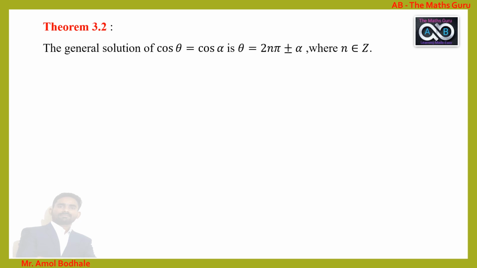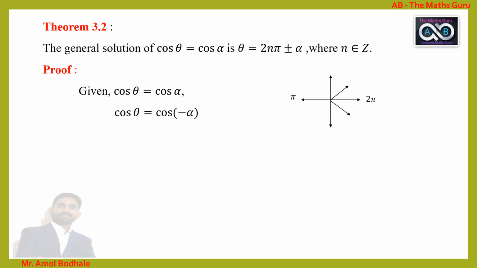Let's see the second theorem. The general solution of cos theta equal to cos alpha is theta equal to 2n pi plus or minus alpha, where n belongs to Z. Let's see the proof. So given here cos theta equal to cos alpha. We know that cos theta is positive in the first and fourth quadrant. The angle lying in the first quadrant can be written as 2 pi plus theta, and the angle lying in the fourth quadrant can be written as 2 pi minus theta.